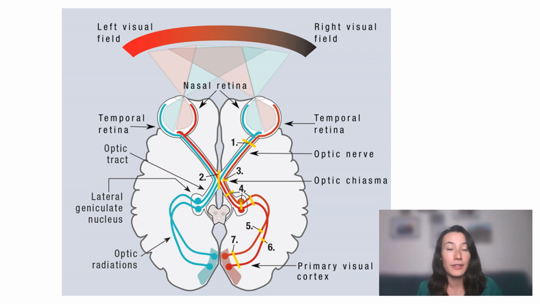Now look at the left side of each eyeball, or the blue side. Look at what information is received. What's received is visual information from the contralateral side. So the left side of each eyeball is going to receive right-sided visual field information, while the right side of each eyeball is going to receive information about the left visual field.